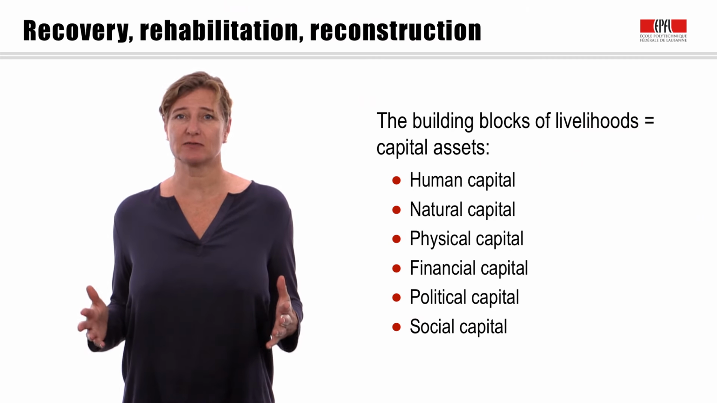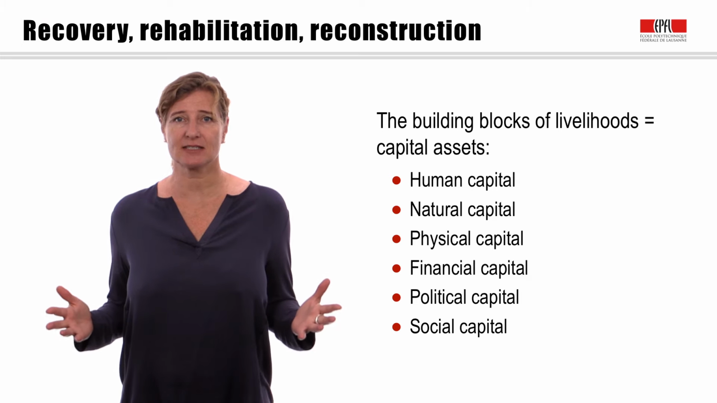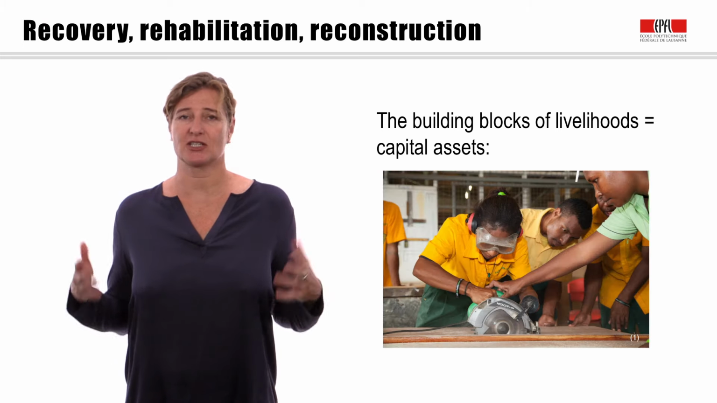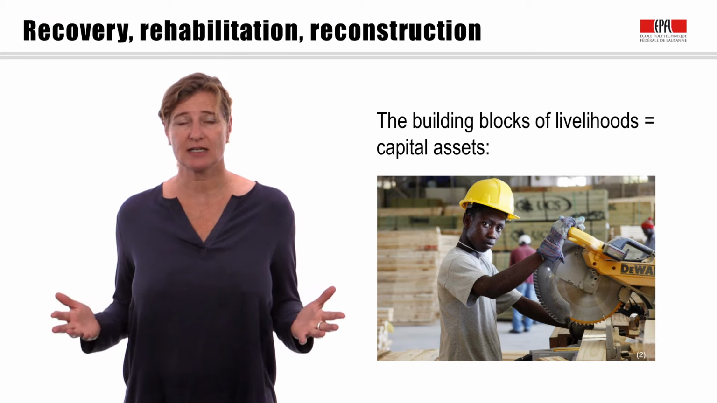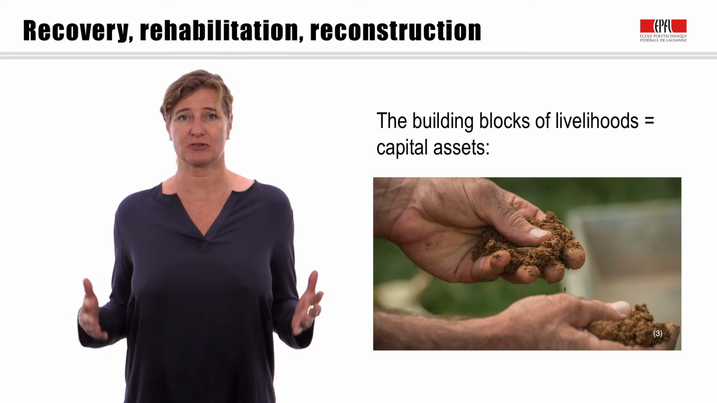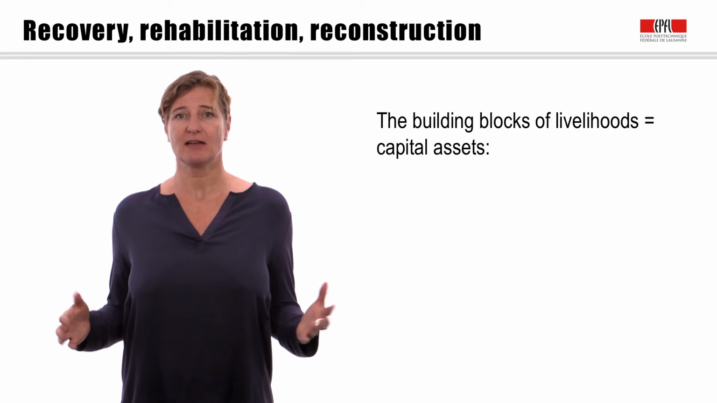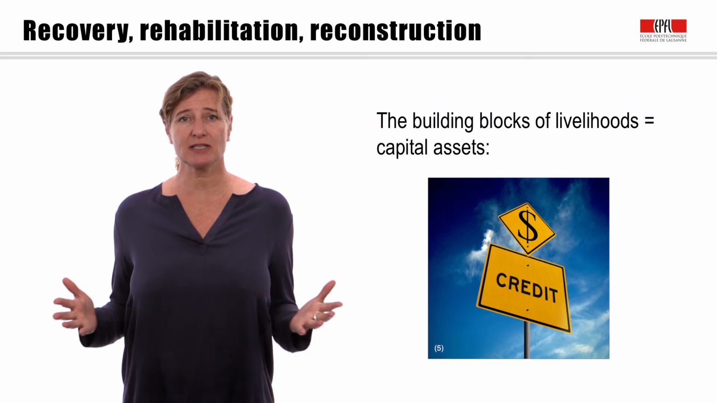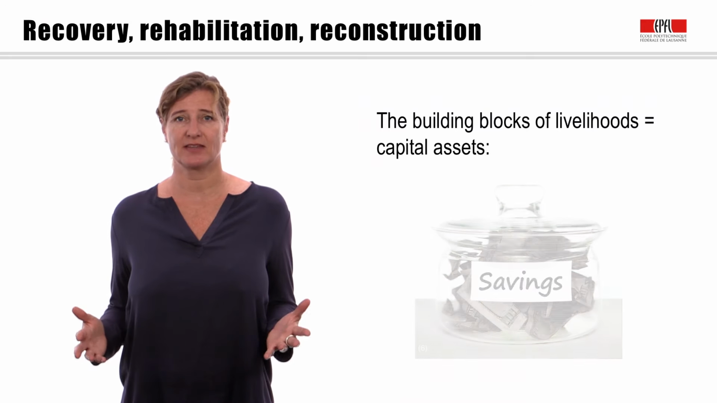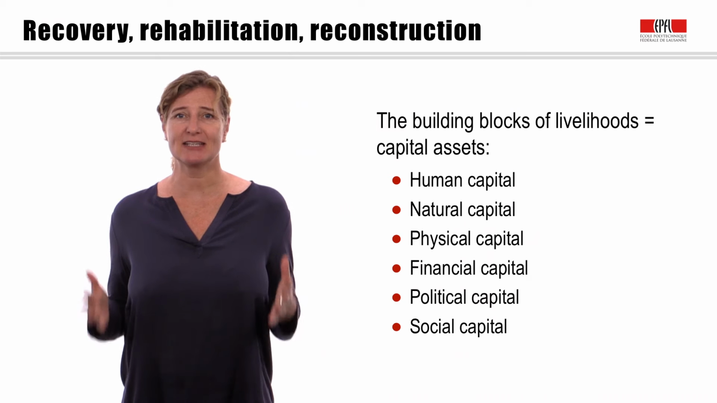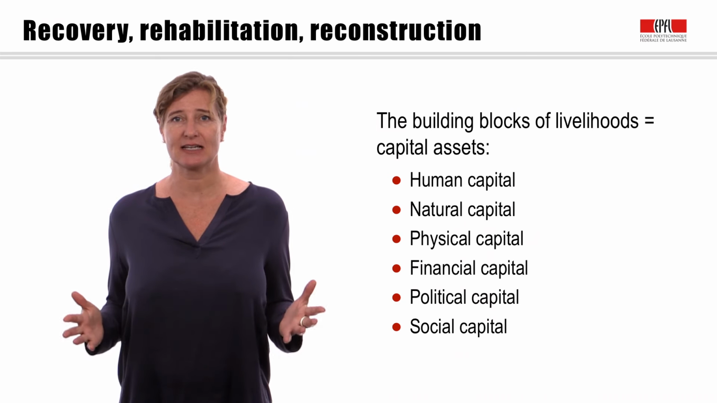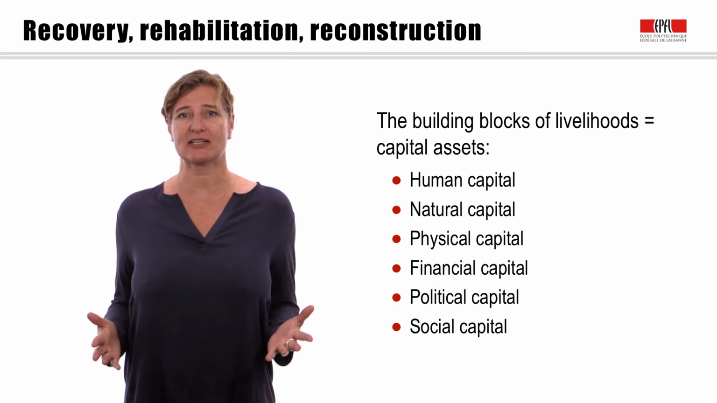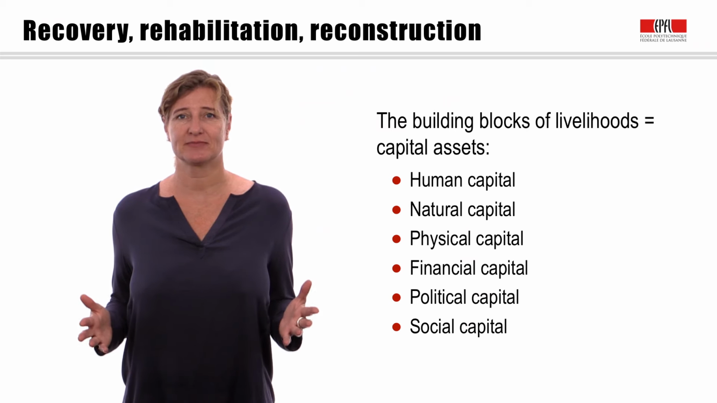The building blocks of a livelihood, or capital assets, include human capital, such as knowledge, skills, and experience, natural capital, natural resources and ecosystems, financial capital, such as credits, savings, and insurance. The capacity to maintain or recover these capital assets defines the impact of a disaster on livelihoods.